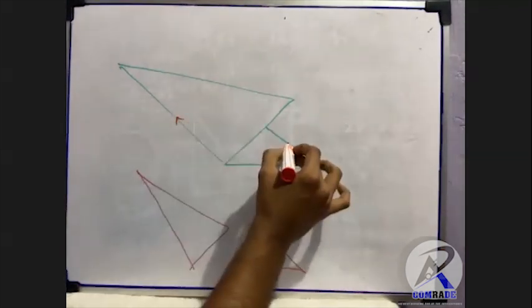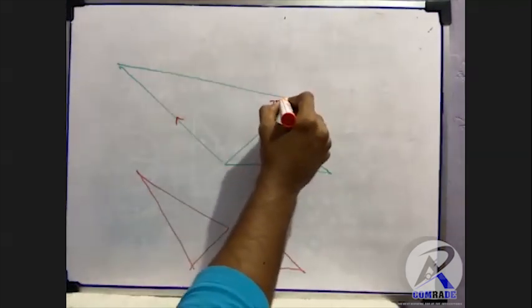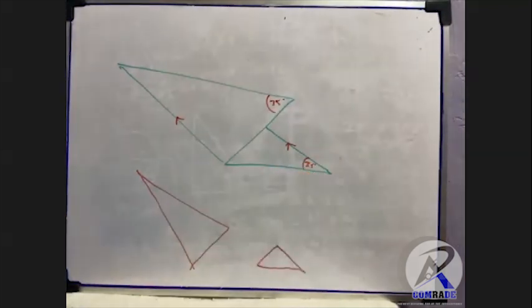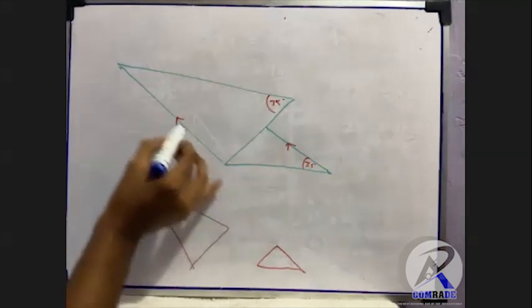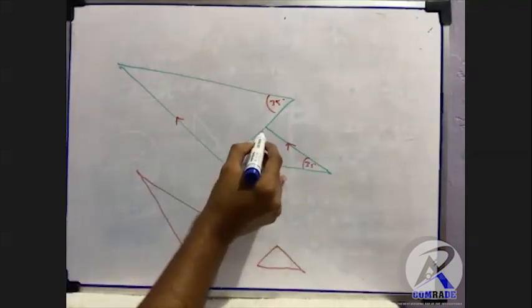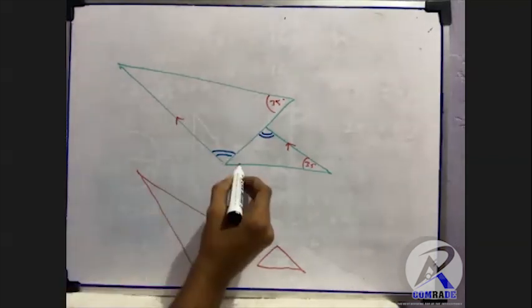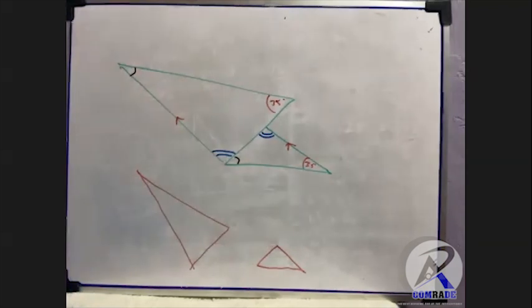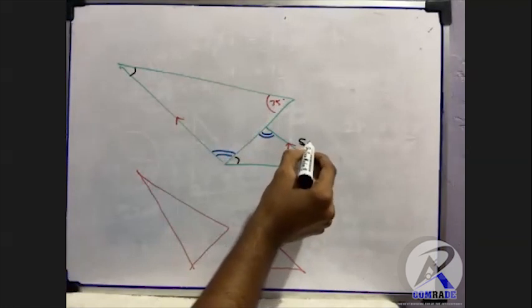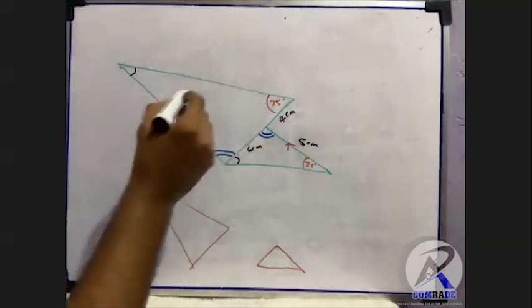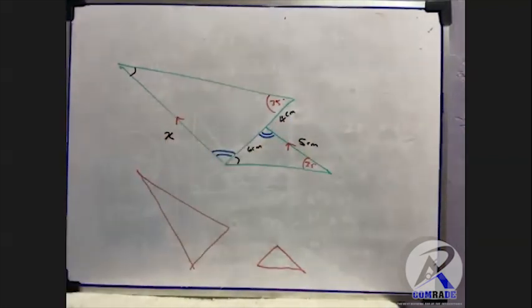These two lines are parallel, and this angle is 35 degrees, and this is also 35 degrees. If these two lines are parallel, this angle and this angle should be equal. So this angle and this angle should also be equal, so both are equiangular triangles. They have given 5 centimeters for this side, 4 centimeters for this side, 6 centimeters for this part, and this part is x. That's all they have given.